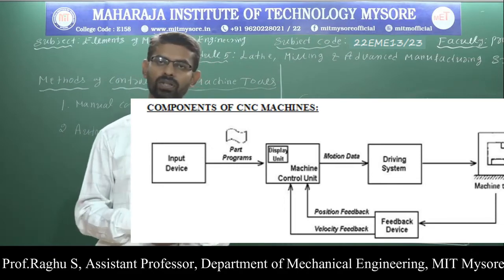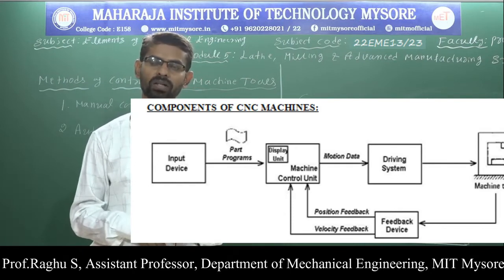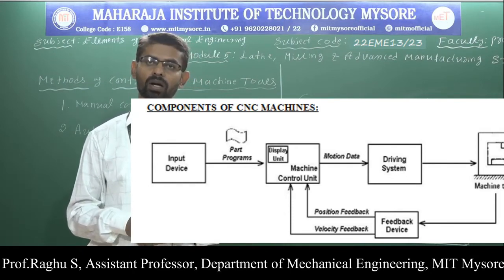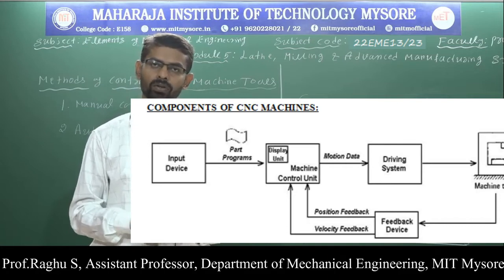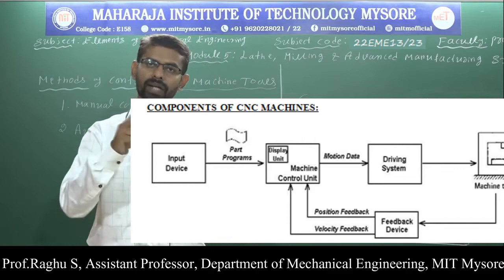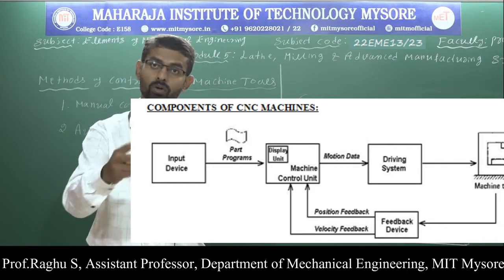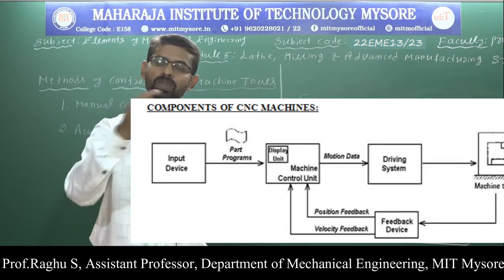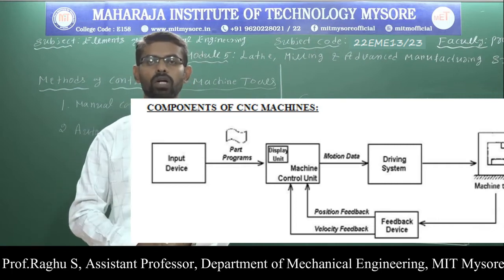The next one, driving system. The driving system consists of several motors like stepper motor, linear motor, and servo motor. The driving system receives the motion data from the MCU. Then the driving system controls the motions of the machine tool, as per the signal received from the machine control unit.